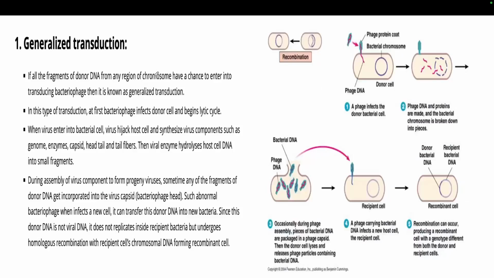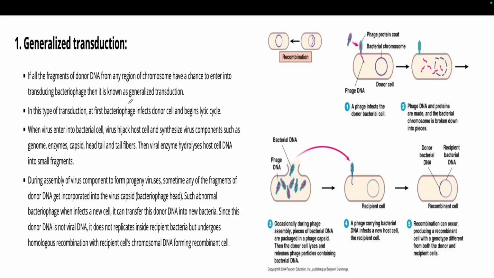So in the case of generalized transduction, every fragment of the bacterial cell has an equal opportunity to be packaged inside the bacteriophage, okay. If any fragment of donor DNA from any region of the chromosome has a chance to enter into the transducing bacteriophage, then it is known as generalized transduction, okay. Every fragment has an equal chance to be transferred, okay.